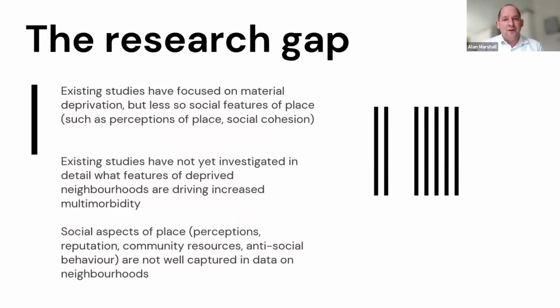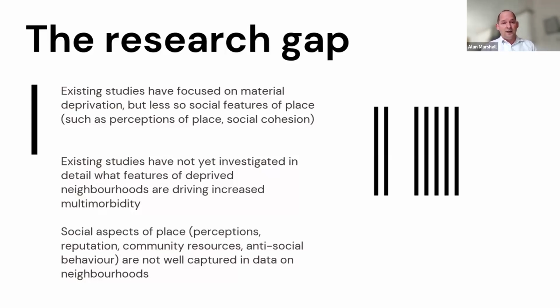So the research gap that I'm going to focus on in this presentation is that we know from existing studies that material deprivation is associated with health outcomes like multimorbidity, but less is known about the social features of a place. These are things like what people think about the place that they live in, the levels of social cohesion within a neighbourhood, because clearly a place can be deprived, but nonetheless it can be a place that people value a great deal in terms of a place to live.